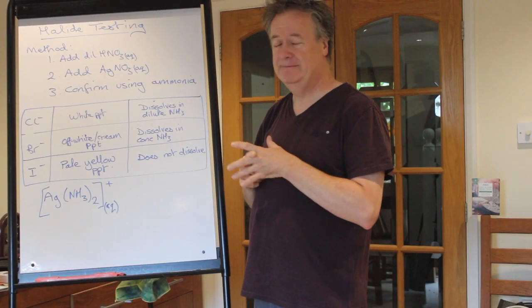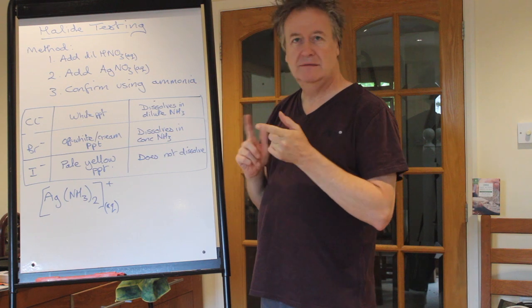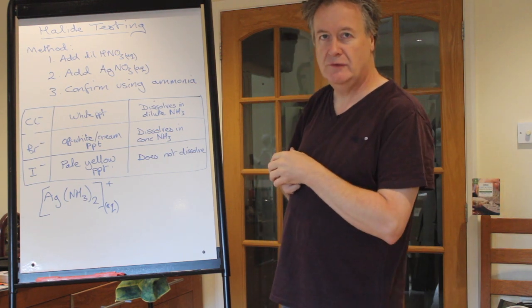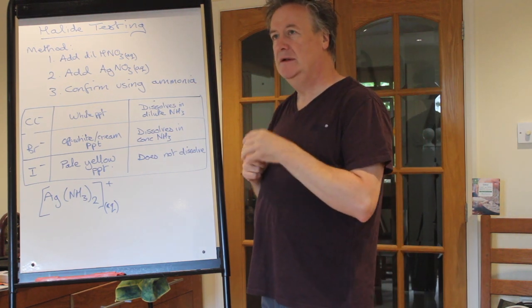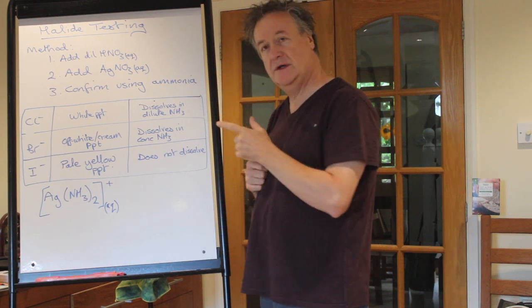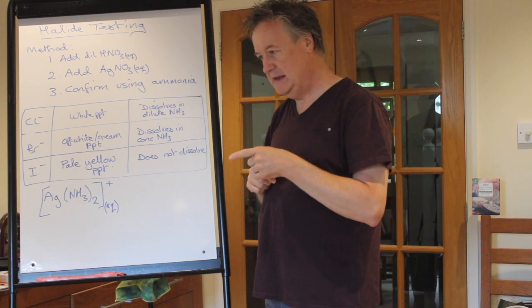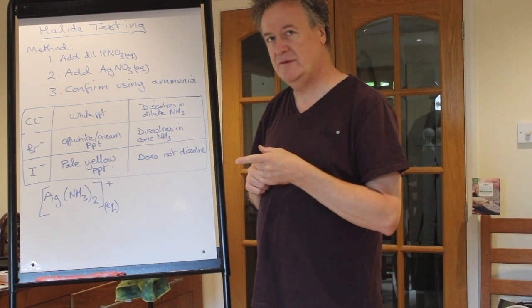Okay, halide testing. The method is identical whether you're testing chloride, bromide or iodide. First thing you do, dilute nitric acid. Dilute nitric acid is merely added to remove things that will give you a false test.